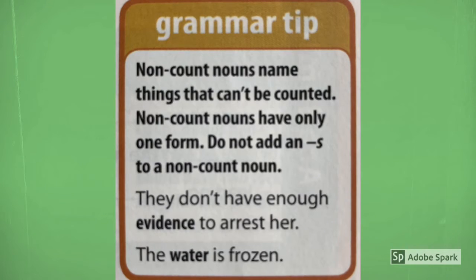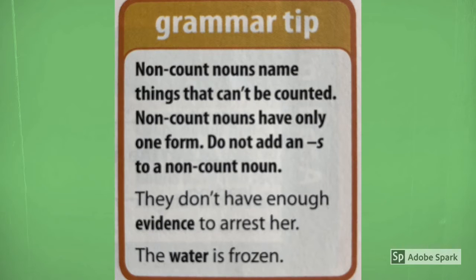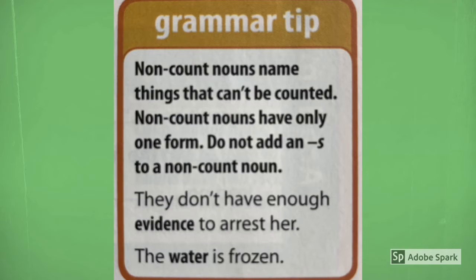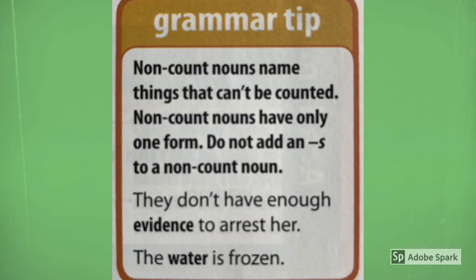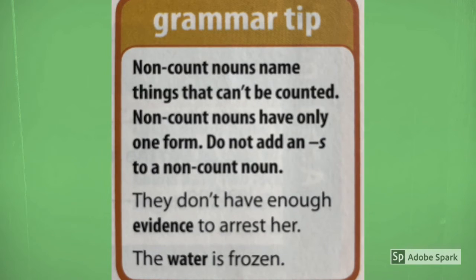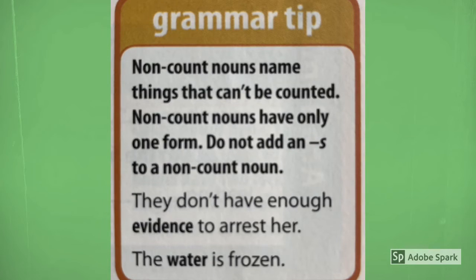Now here we come across a useful grammar tip. Evidence is a non-count noun. That means it doesn't have a singular or plural form. It just comes in one form, period. One general form. Other words of a similar kind would be, well, as an example here, we can see the word water, right? Doesn't have a singular or plural form, just one.